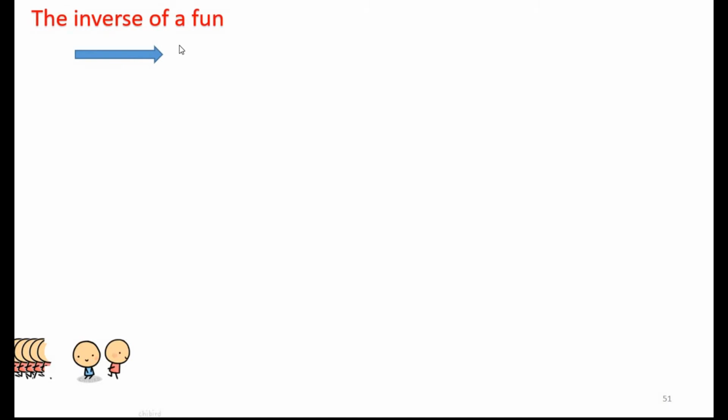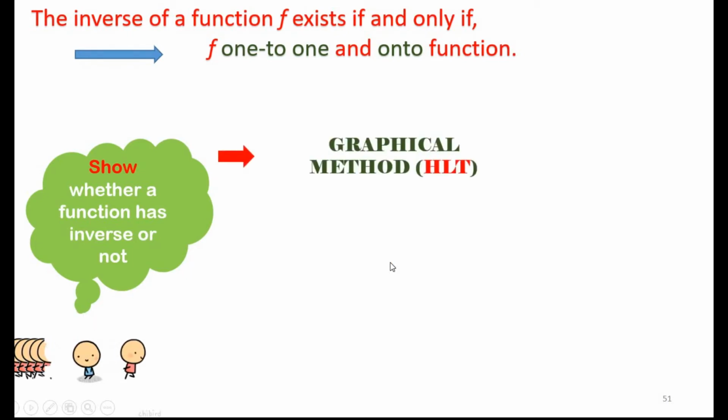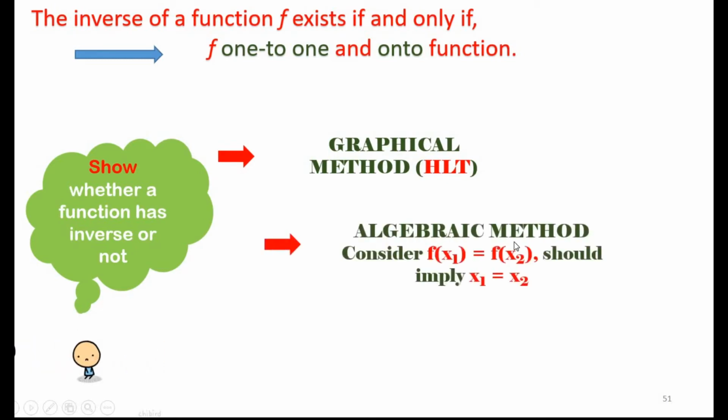The inverse of a function f exists if and only if f is a 1-to-1 and onto function. So how to show whether a function has an inverse or not? We have two methods. Either use the graphical method, where we use the horizontal line test to test whether the function is 1-to-1 or not, or we can use the algebraic method, where we let f of x1 equal to f of x2, and it should imply x1 equal to x2.